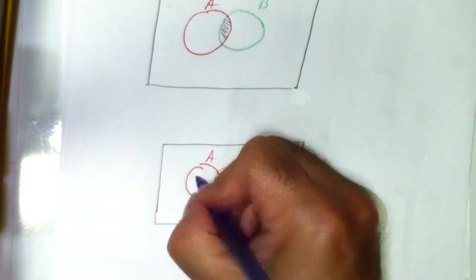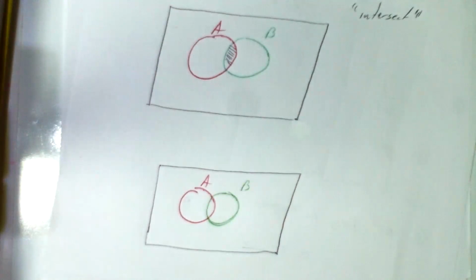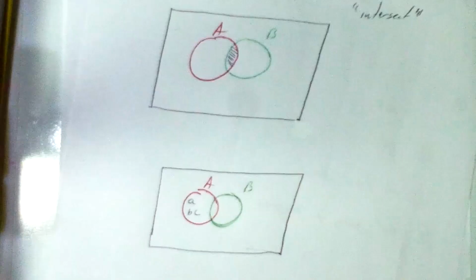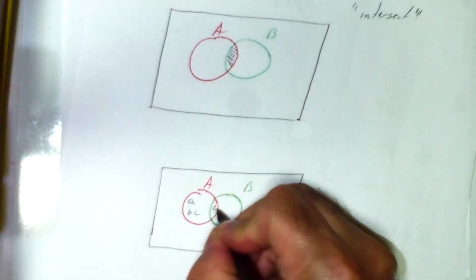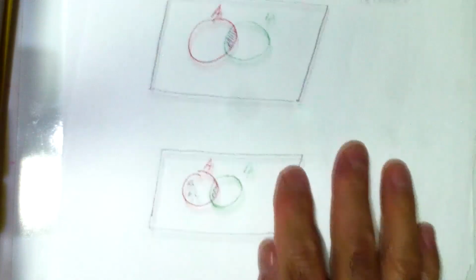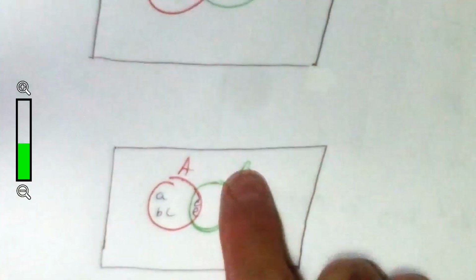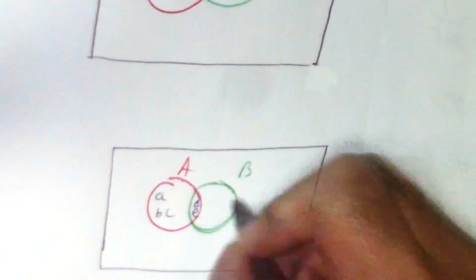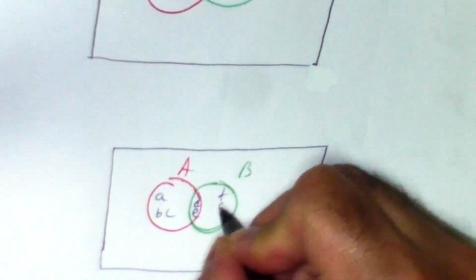Lowercase a. So we'll put A, B, C. This one has the D and an E. D and E. I put D and E in there. So there's D and E. D and E. And then we'll put F, G.